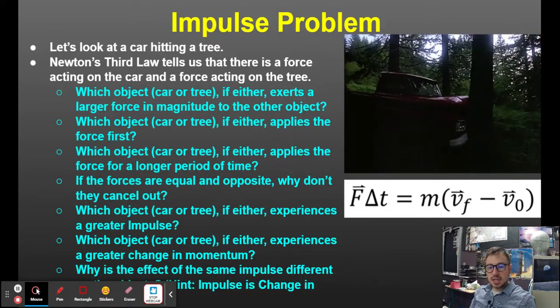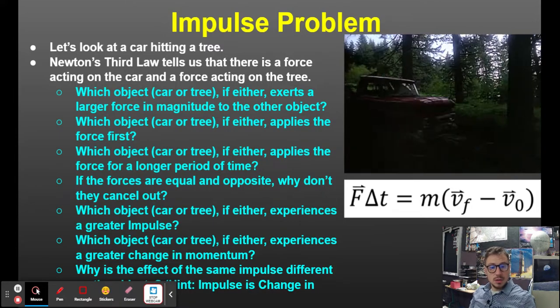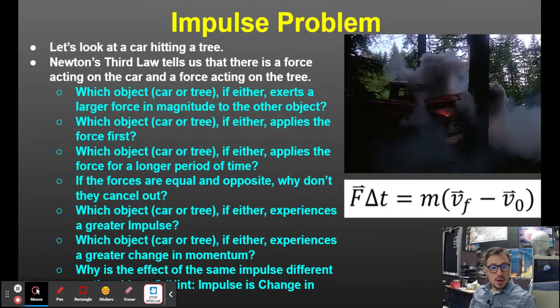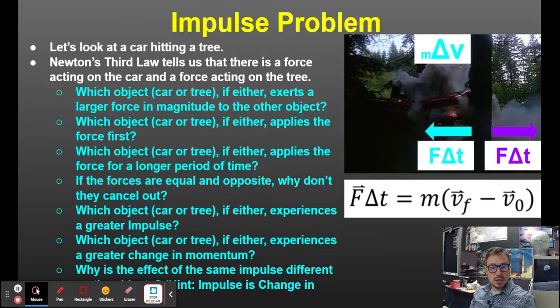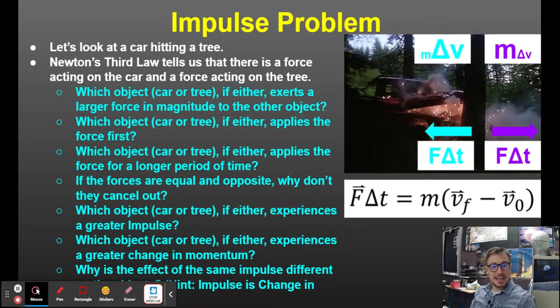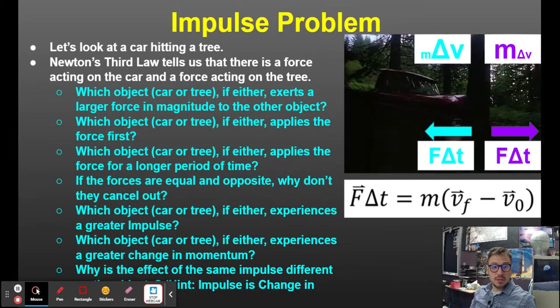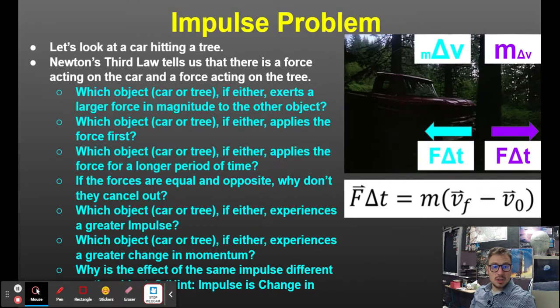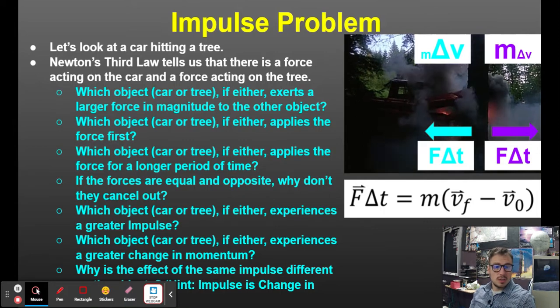Now, why is the effect of the same impulse different on these objects if they're the same? Well, if you look at that equation over there, we know that the masses are different, right? So we know that the forces are the same for the same time interval, but that car is going to have a much smaller mass than that tree. And you can see that that must mean that there's a larger change in velocity. So you can see that that car is driving and it stops. That's a very large change in velocity. And that tree is barely going to move.